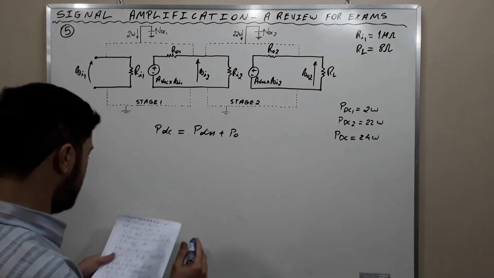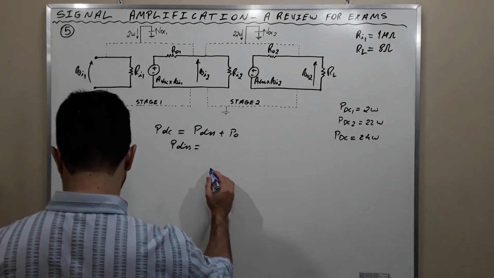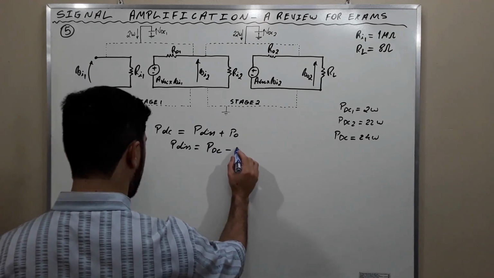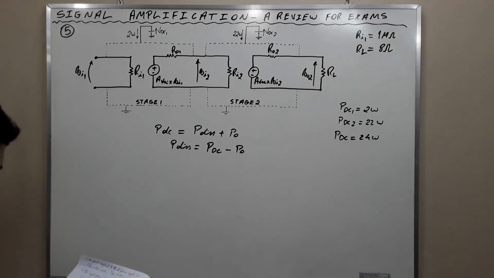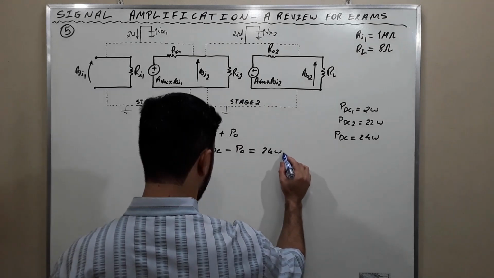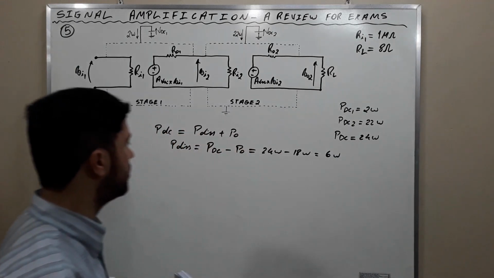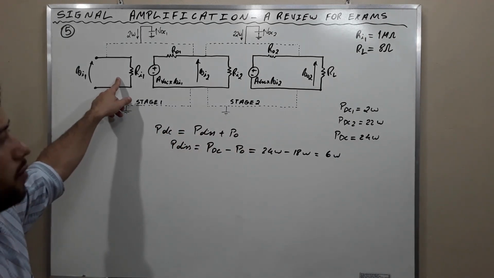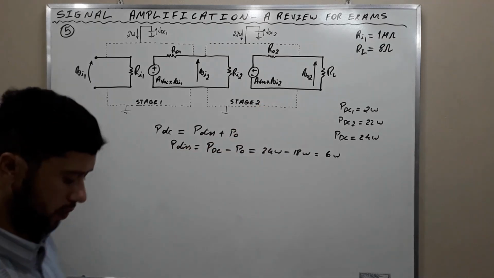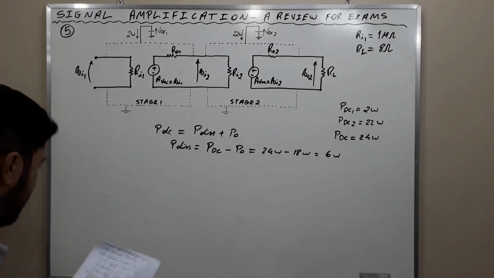And the dissipated power is going to therefore be merely PDC minus PO, which is 24 watts minus 18 watts, which is equal to 6 watts. 6 watts is the power that is dissipated in the stages, all right? Stage 1, stage 2.